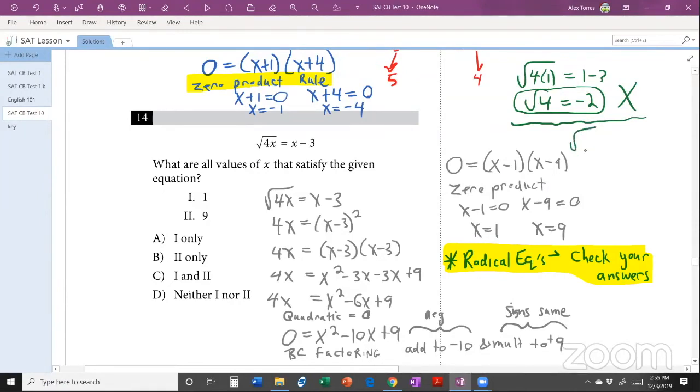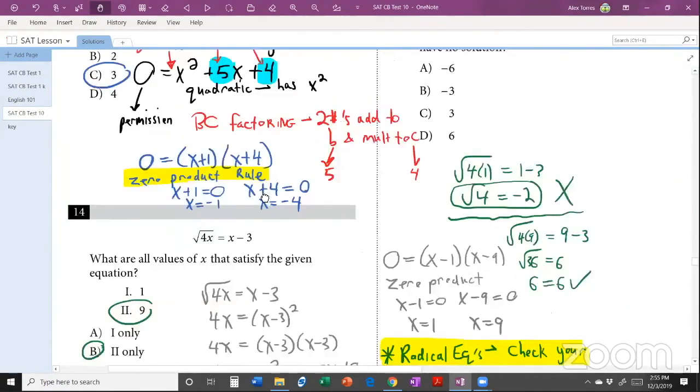And now we're plugging in the 9 to check it. So square root of 4 times 9 equals 9 minus 3. So square root of 36 equals 6. So now you have a radical set equal to a positive, and that is okay. And so the 9 worked, but the 1 didn't. And so the answer to number 14 is B for boy.